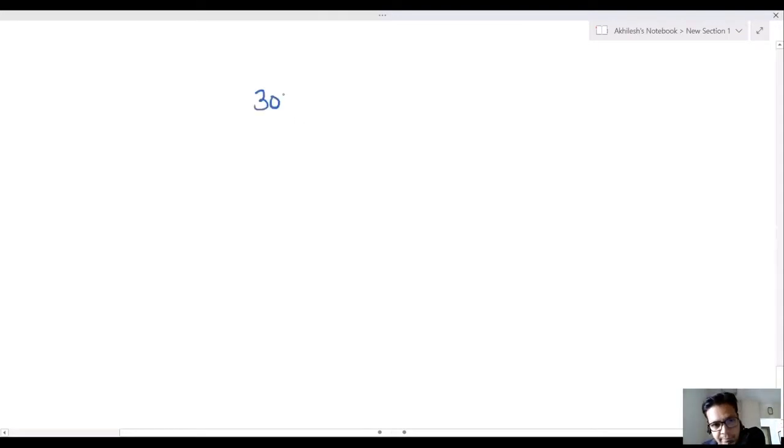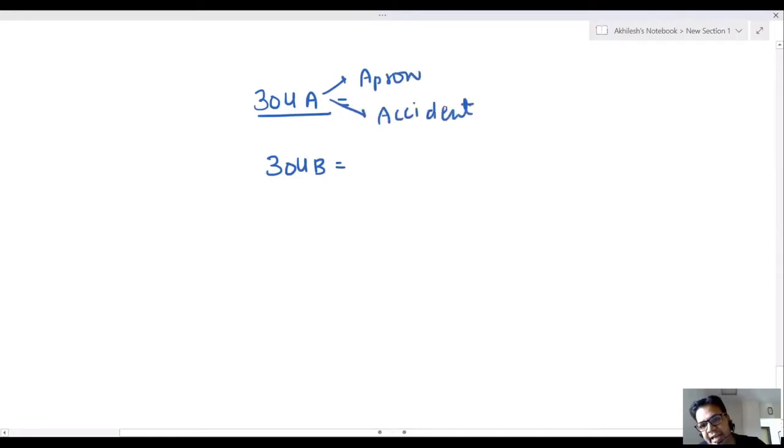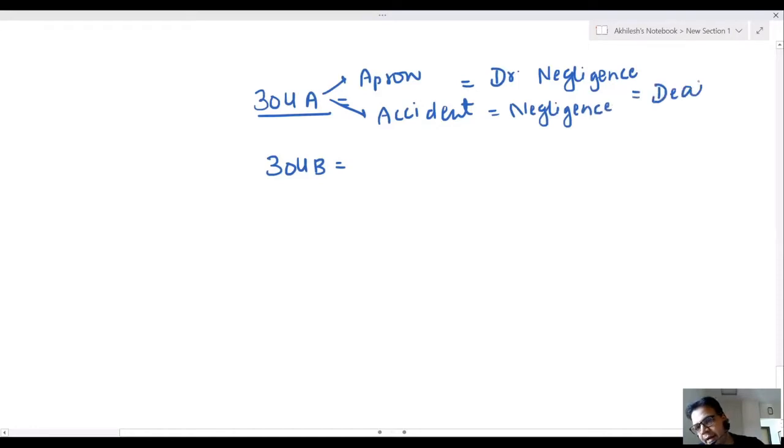It is 304A IPC and 304B IPC. All are IPC. A for apron and A for accident, that's very simple. Any negligence case, like a doctor's negligence, that is a medical negligence, or any kind of negligence case by which the person dies, comes under 304A IPC. Punishment is 2 years plus minus fine, minimum punishment 2 years plus minus fine.